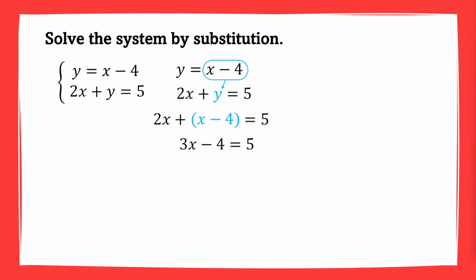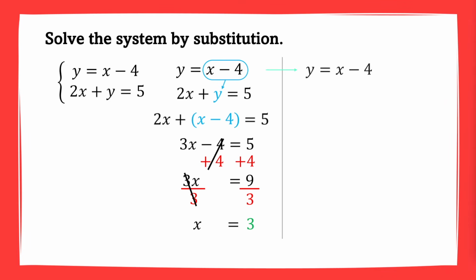Simplifying, we get 3x minus 4 equals 5. Solve for x by adding 4 to both sides, and then dividing both sides by 3, resulting in x equals 3. Next, we substitute 3 for x in one of the original equations. y equals 3 minus 4, which is negative 1. Therefore, the solution as an ordered pair is 3, negative 1.